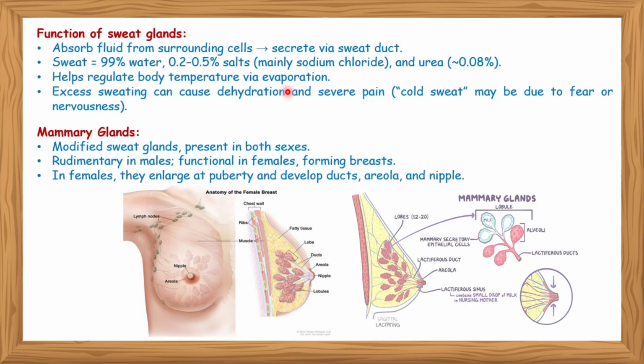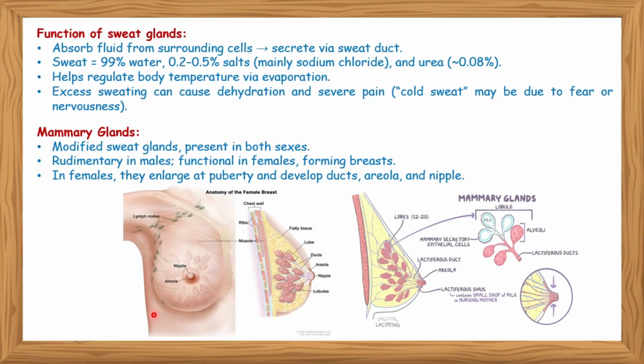It helps regulate body temperature via evaporation. Excess sweating can cause dehydration and severe pain. Cold sweat may be due to fear or nervousness. Mammary gland: modified sweat glands present in both sexes. It is rudimentary in males and functional in females, forming the breast. In females, they enlarge at puberty and develop ducts, areola and nipple.